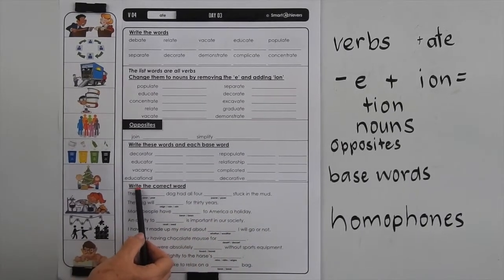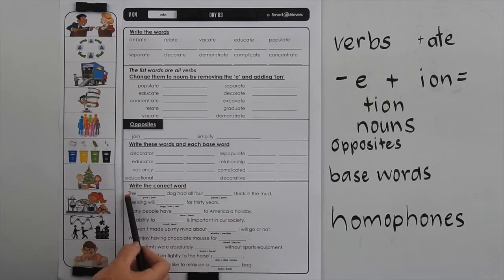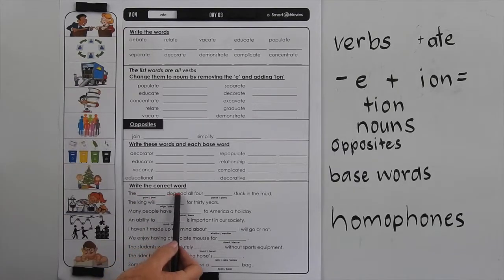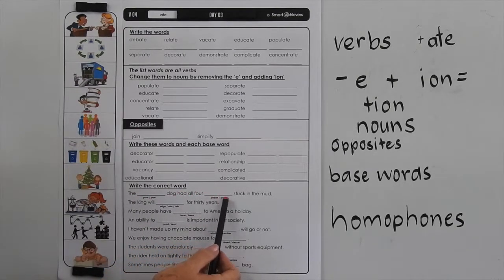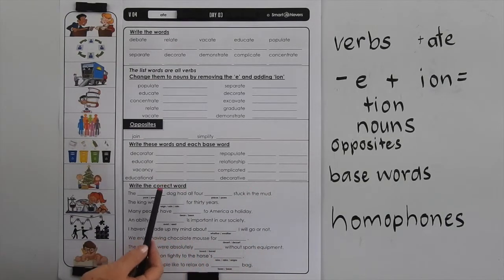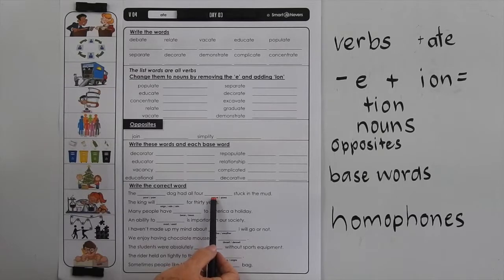Now down the bottom we've got some homophones, so write the correct word. The poor dog had all four paws or paws stuck in the mud. So you've got to work out which is the correct paw and which is the correct paws to write into each of those spaces. So we've given you quite a few sentences and homophones to work through.